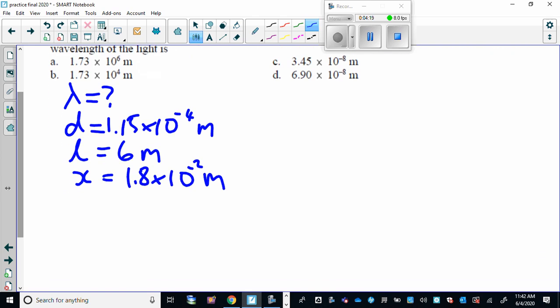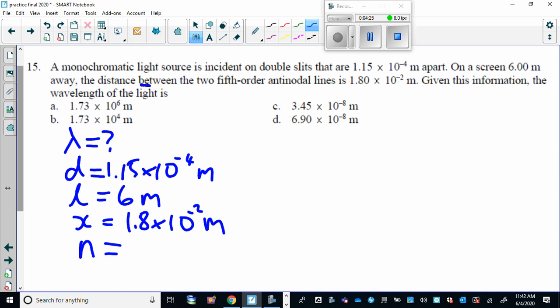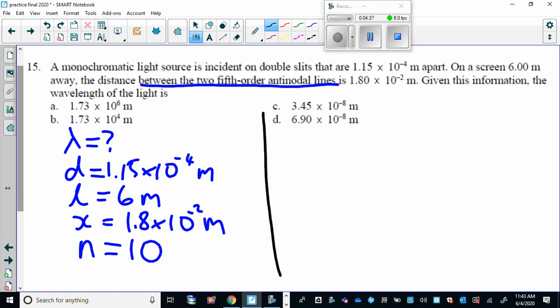The only question is, what is n? And you've got to read this one carefully. It says the distance between two fifth-order antinodal lines. So your n value is 10. Why is it 10? Let's just do a quick diagram to illustrate that. Here's your central maximum. Here's n equals 1, 2, 3, 4, 5. 1, 2, 3, 4, 5. So those are the two fifth-order antinodal lines, and therefore, what's the n value between them? It's 10.